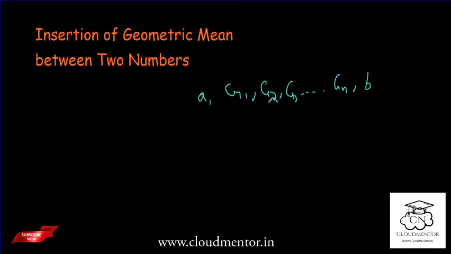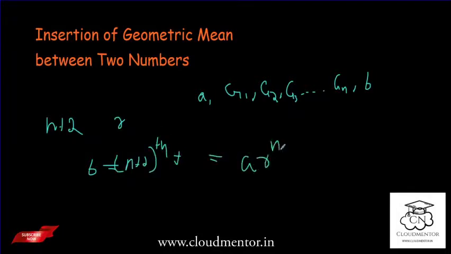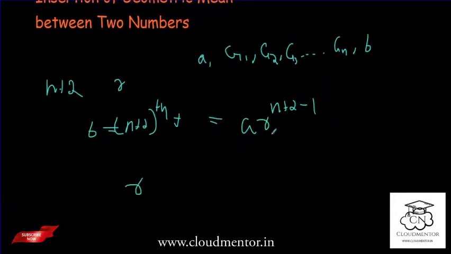So here the total number of terms is the same as what we did in the case of insertion of arithmetic means. It is n plus 2, and the common ratio is r. So b, the last term, the n plus 2 th term, will be equal to a r raised to n plus 2 minus 1.